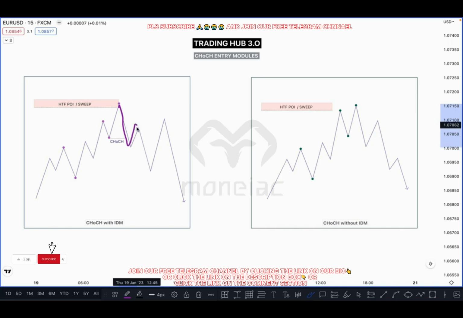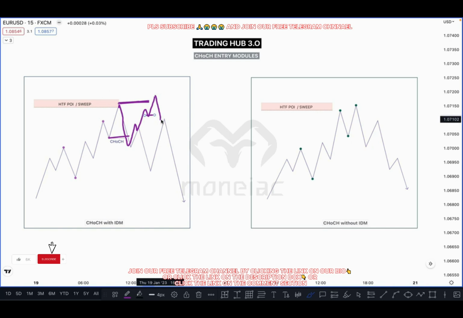Sometimes the market continues higher and breaks this one. Then you have to wait for another change of character. This is not a change of character, this becomes our inducement. Why? Because the market did not create any inducement here. So once the market breaks the previous high which is here, and then breaks this low at this point, this becomes our change of character, and this entry is still valid here.